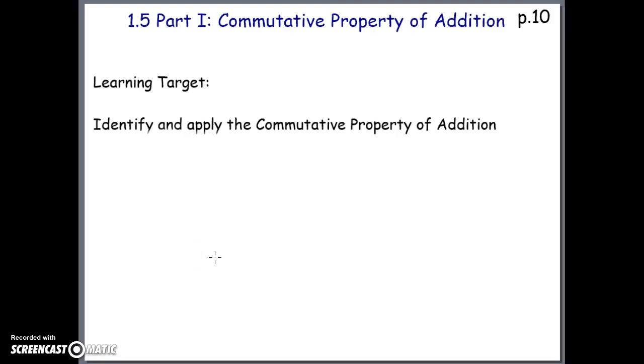Okay, today we're going to learn about the commutative property of addition. This should be page number 10 in your interactive notebook. Our learning target today is to identify and apply the commutative property of addition.